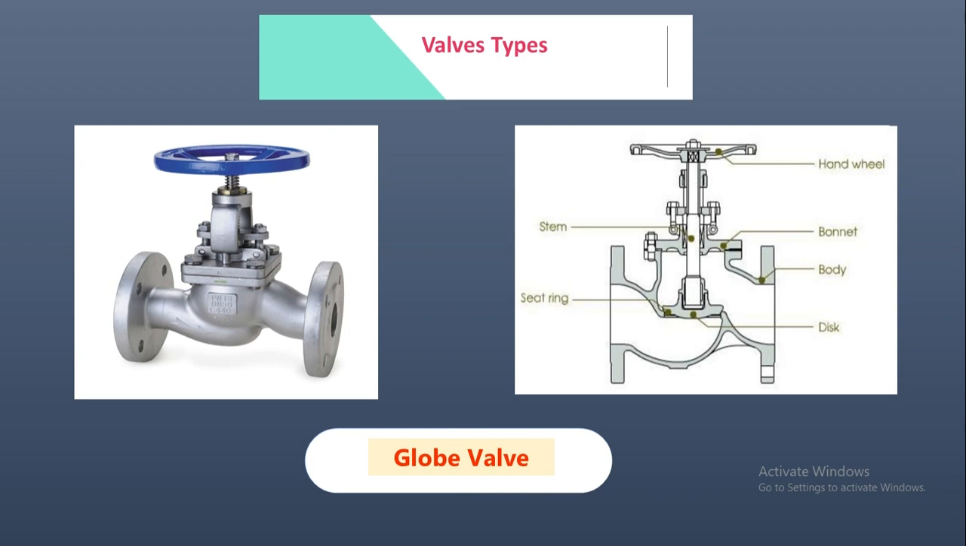Number two is the globe valve. A globe valve, which is commonly used to regulate fluid flow, consists of a valve body that contains a circular disc that moves parallel to the disc axis and contacts the seat. The stream flows upward generally and then changes direction to flow through the body to the outlet.